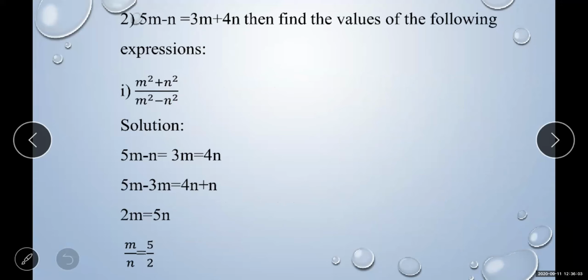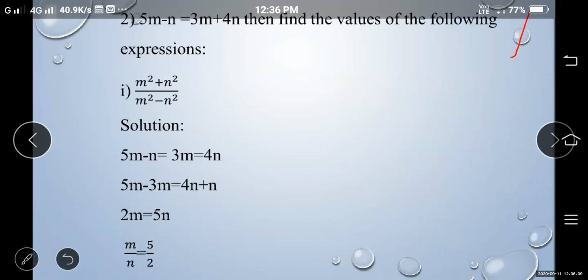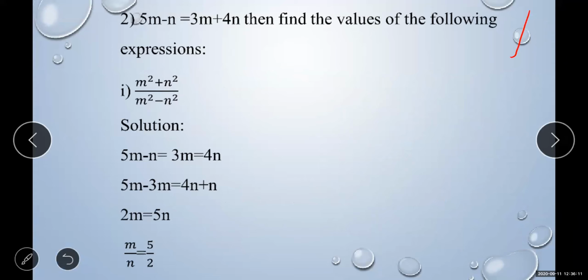Okay. Now, second question. 5m minus n is equal to 3m plus 4n. Then find the values of the following expression. Now, how can you directly find it out? m square plus n square upon m square minus n square. How will you directly find it out? For this we need the ratio m upon n. So we will find that first.